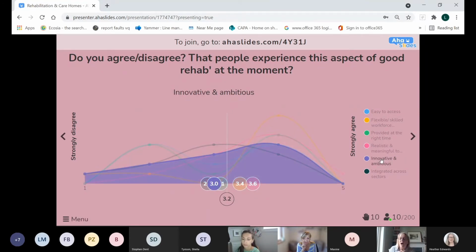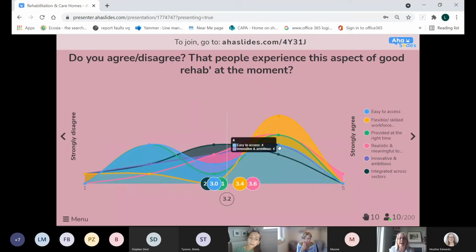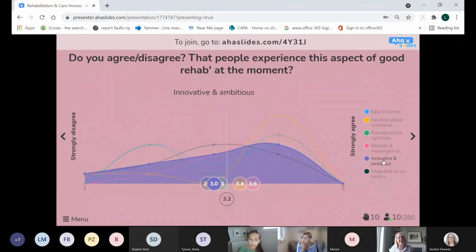And here we have what happens with people. Is it innovative and ambitious? And I love this one because of course, no matter where we are in our life, what age we are, we want to feel that there's hope, that there's ambition for us in whatever we're able to do. So this innovative and ambitious one, again, it's just really a spread across all of them.